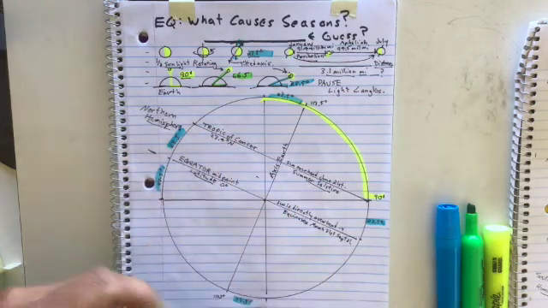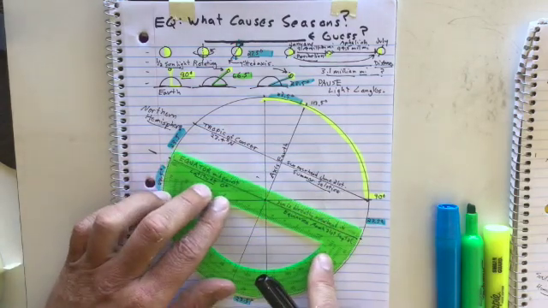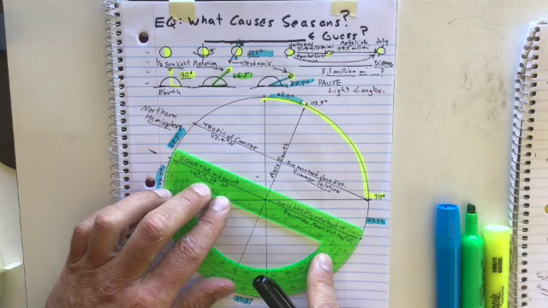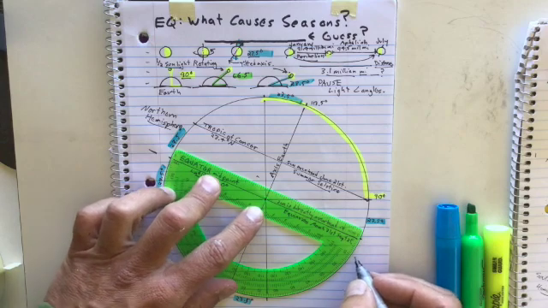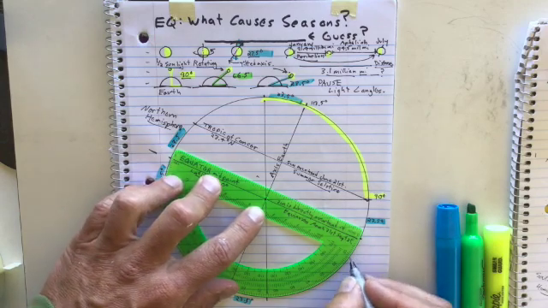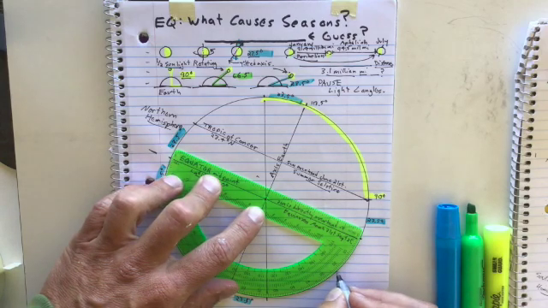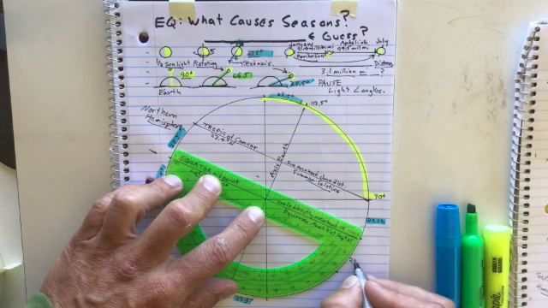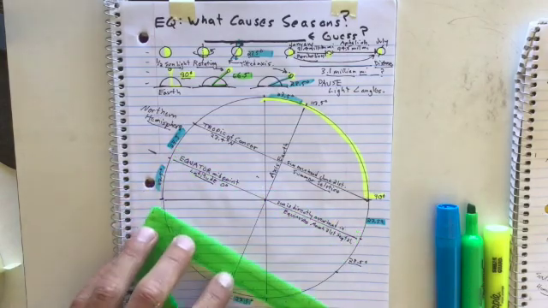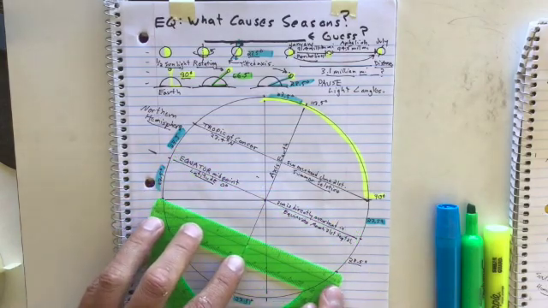Next measurement we're going to do, I'm going to turn our protractor upside down again. We're going to put it on the equator. We're going to line up 180 and 0 on the equator. And we're going to measure 23 degrees again. 20, 1, 2, 3, 23.5. So we've measured 23.5 degrees. And now we can draw another parallel of latitude.